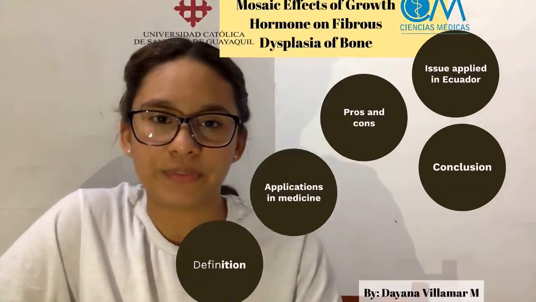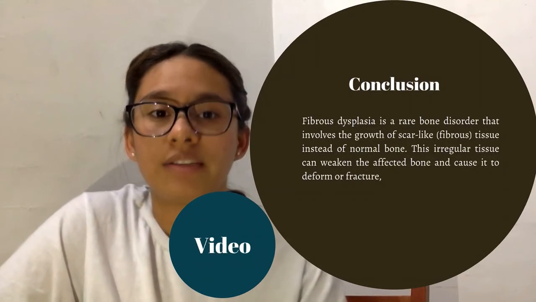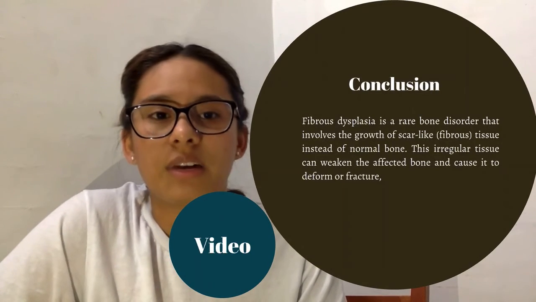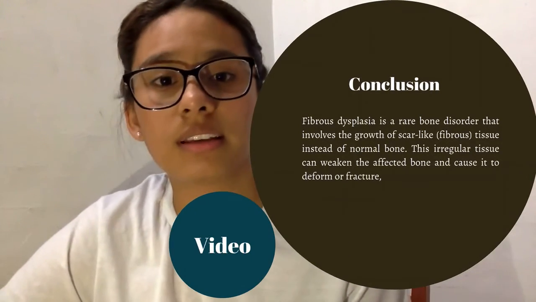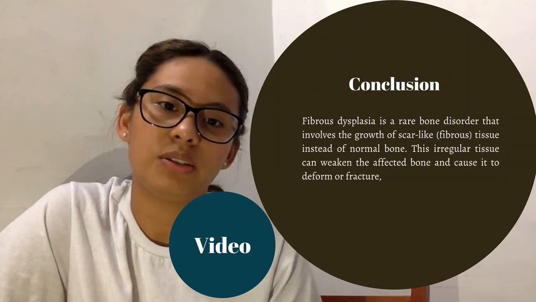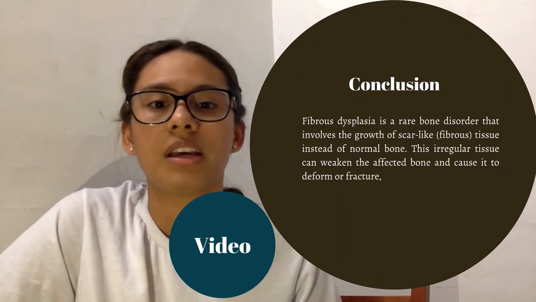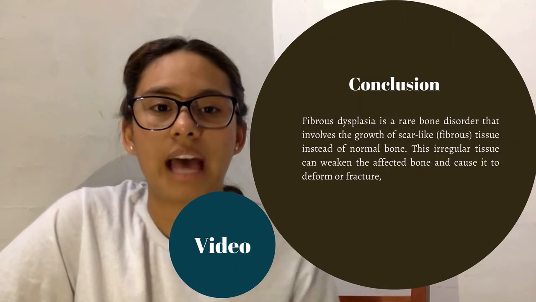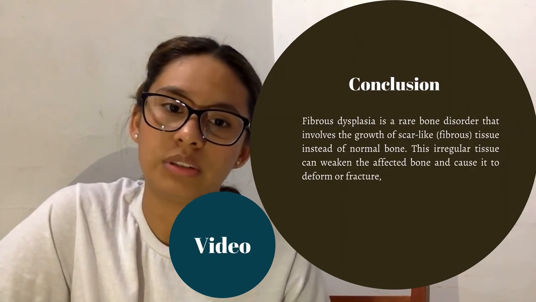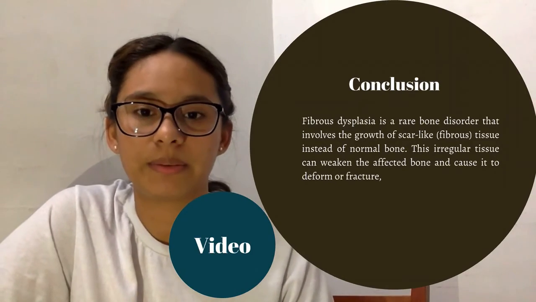And conclusion. Fibrous dysplasia is a rare bone disorder that involves the growth of scar-like tissues instead of normal bone. This irregular disease can weaken the affected bone and cause it to deform or fracture.